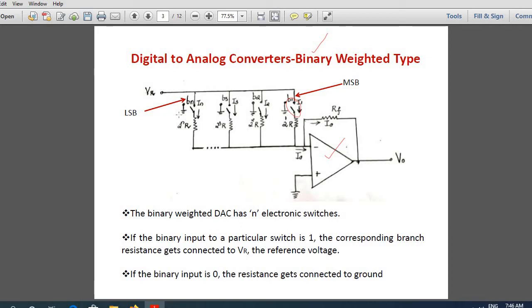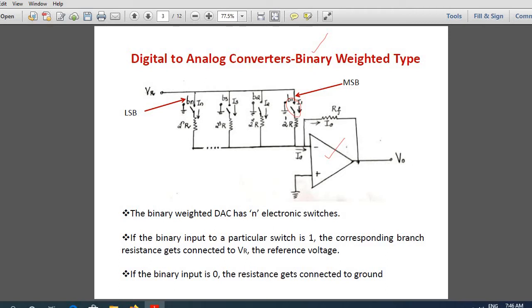Why? Because if the digital data is 1, you need to connect the branch to VR. If the digital data is 0, you need to connect the branch to ground. That is the purpose. Now, in the digital data, you have the MSB as well as the LSB. Here, the first branch closest to the op-amp is the branch corresponding to the MSB bit. It is where you apply the MSB. And the farthest one corresponds to your LSB.